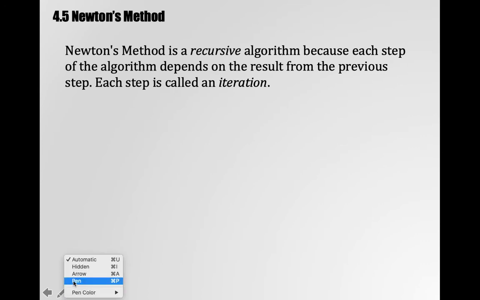It is called recursive because each step depends upon the previous step. And sometimes you might see language in the problem saying how many iterations you need to go through. Iteration is just a synonym for step. How many times did you go through? And again, recursive just means that you can't just jump to the end of Newton's method. You have to have the previous answer.